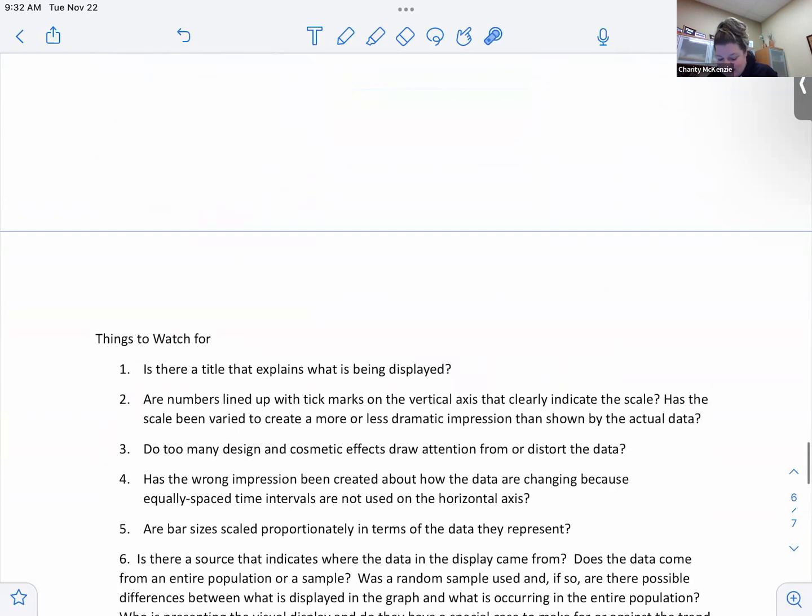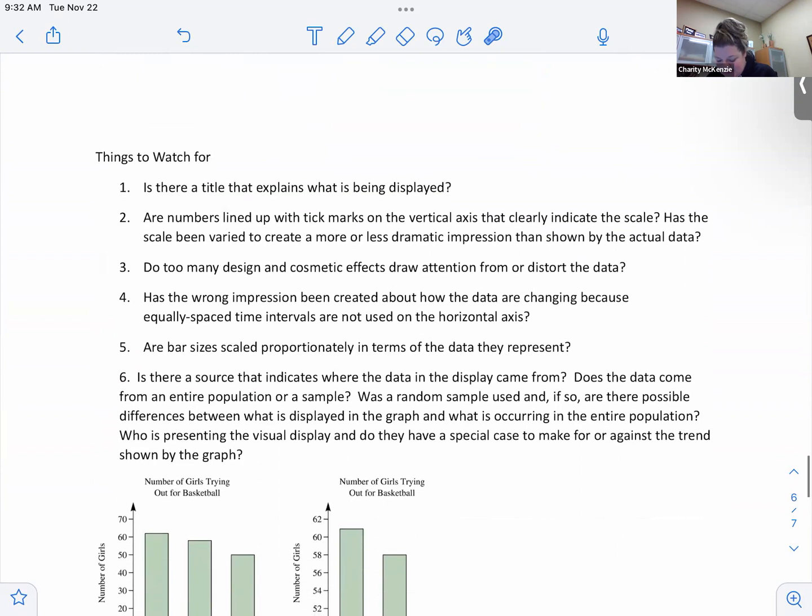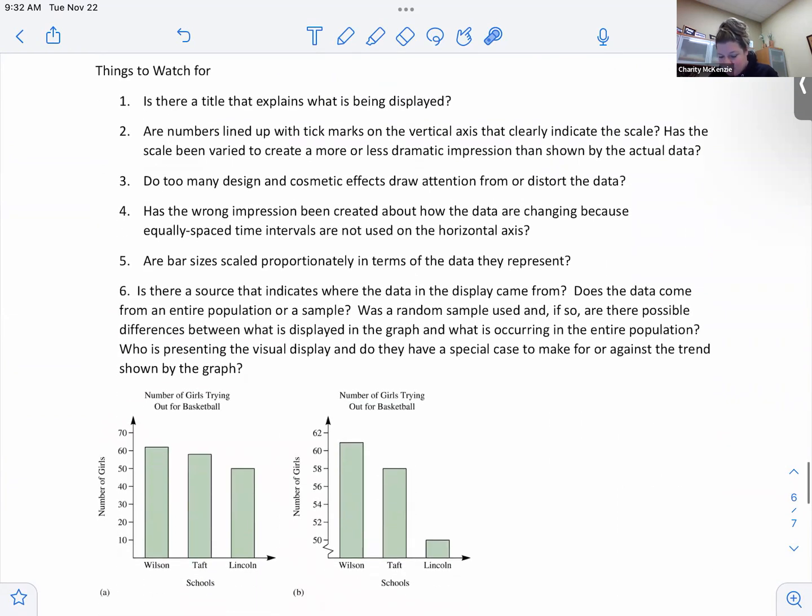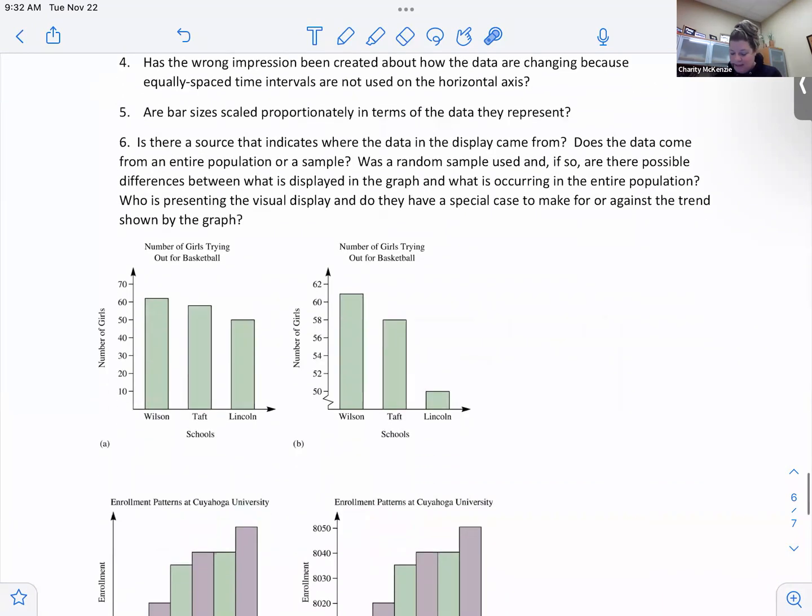These are misleading. So here's a list of things to watch for. Is there a title? Titles are big. Title what you're doing. Are numbers lined up with tick marks on the vertical axis with some kind of scale? Has the scale been varied to create more or less dramatic impression? Same thing we just looked at. Do too many designs or cosmetic effects draw your attention or distort your data?